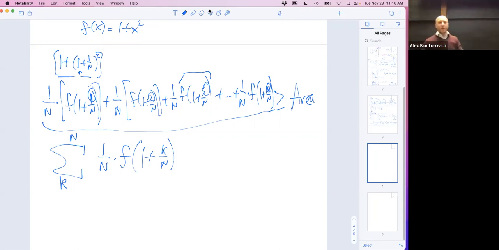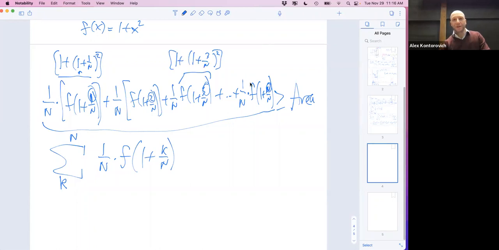What is f of 3? F of 1 plus 3 over n? That is 1 plus the square of 1 plus 3 over n. Does everybody see that? Hari, does that make sense?